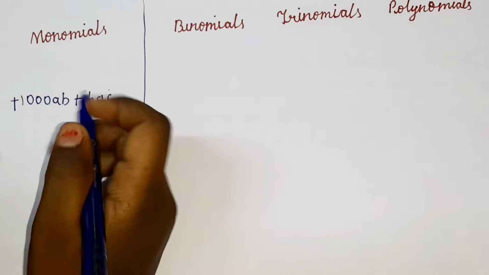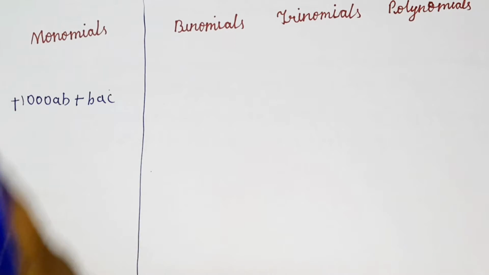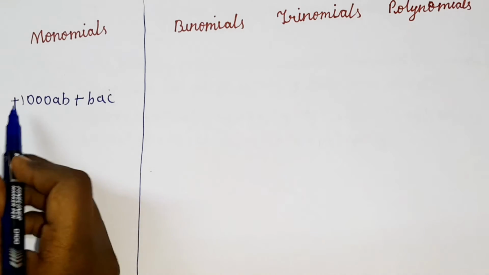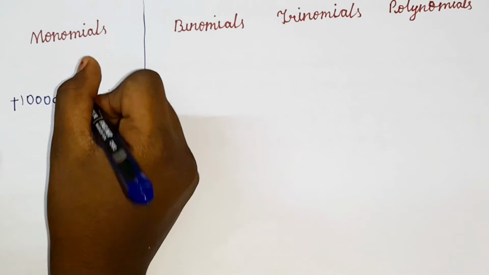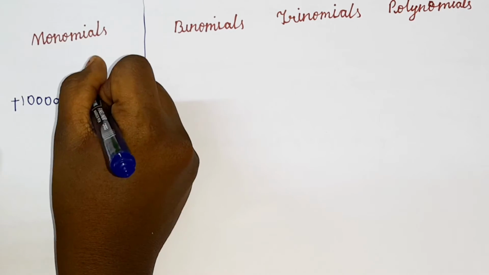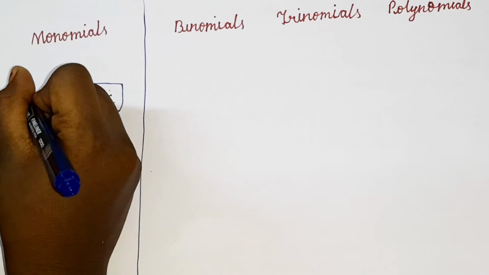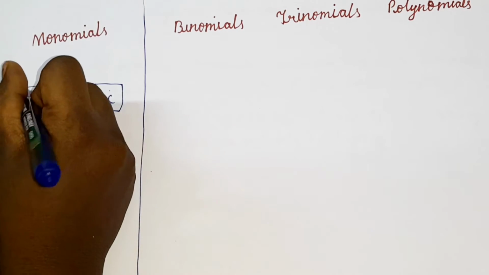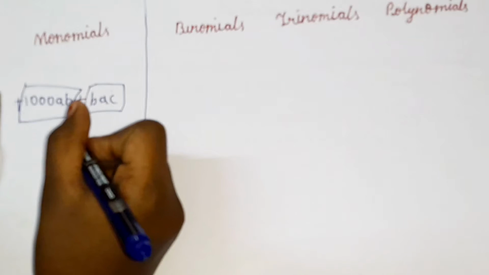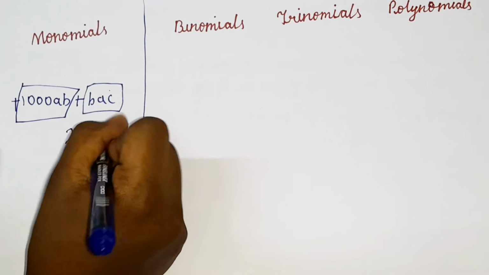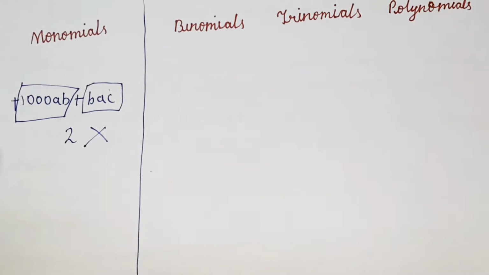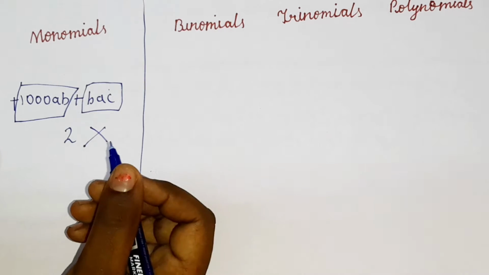So this is a binomial, okay. I will explain binomial separately. If this is separate, it is one group. If this is separate, this is another group. Totally two groups. So two groups is not a monomial. It should have only one group, okay.